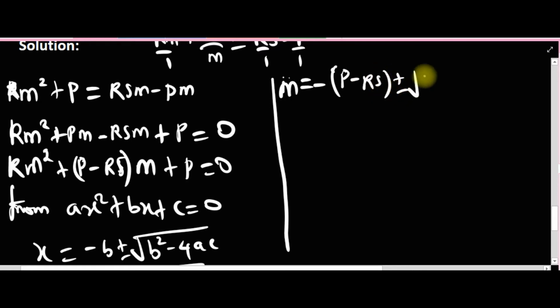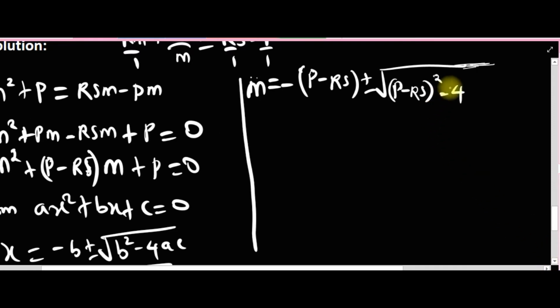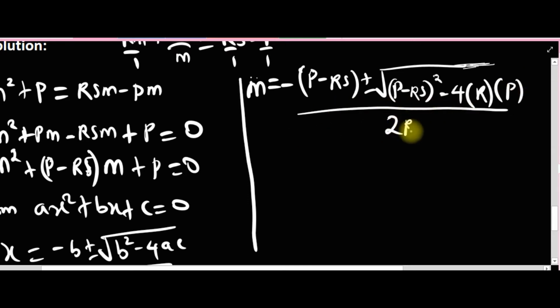Plus or minus the square root of p minus rx all squared, minus 4 times our a, which is r, and our c, which is p, over 2, our a is r.